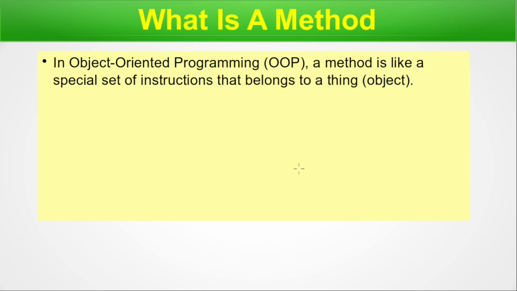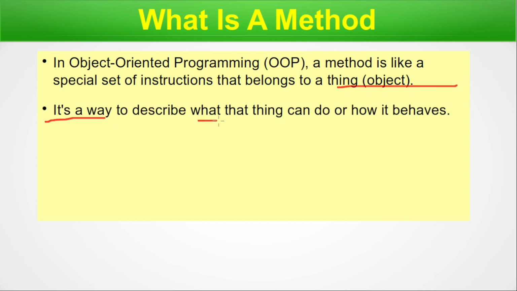So there could be other methods too. And those methods could be specific to a particular class that you are writing, based on the objects which are required by the later part of the program. In object-oriented programming, a method is like a special set of instructions or rules that belongs to a thing, that is, an object. We define these instructions in the class definition and we use them when we instantiate them as an object.